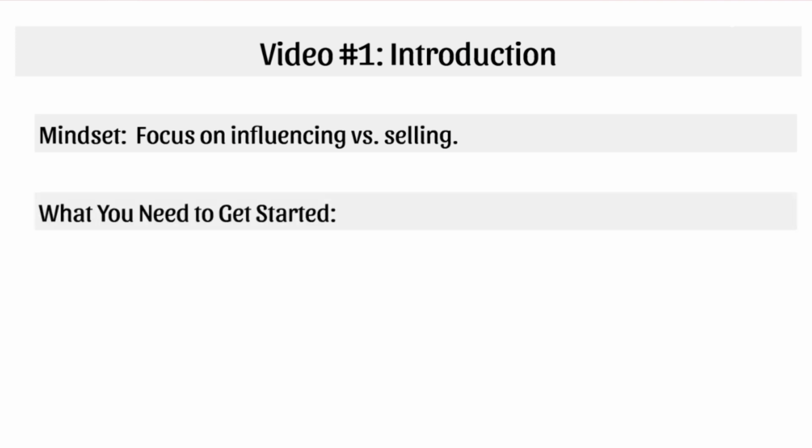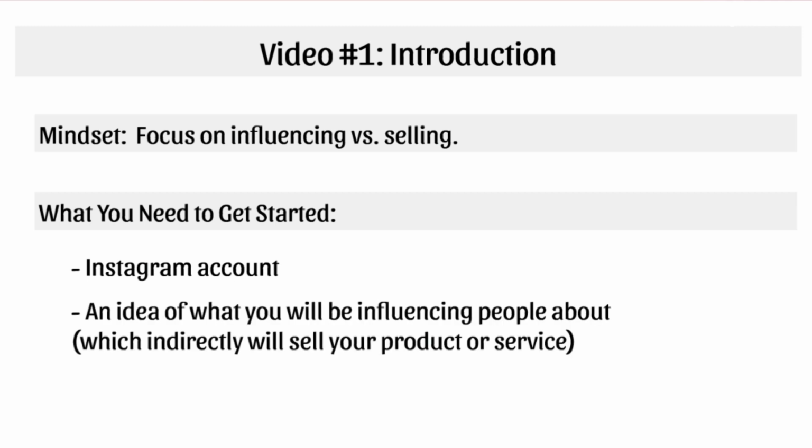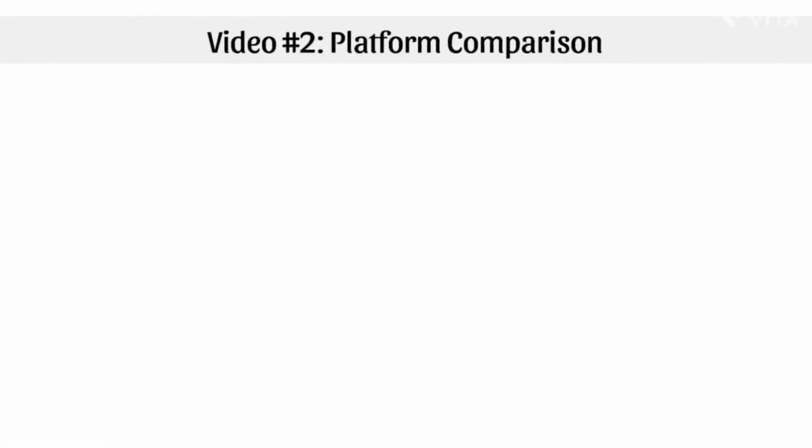We'll talk more about the differences in the next video. But here's what you need to get started, which is pretty self-explanatory. You're going to need, number 1, an Instagram account. And of course, you'll need an idea of what you will be influencing people about, which indirectly will sell your product and service. But it'll make more sense as I go through the course. All right, so with that said, let me jump on over to video number 2, which is platform comparisons.